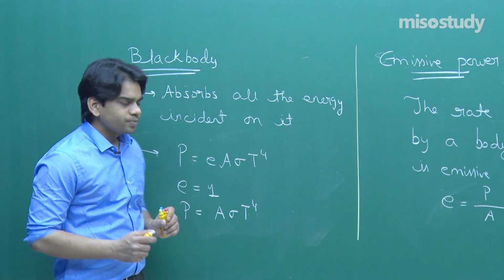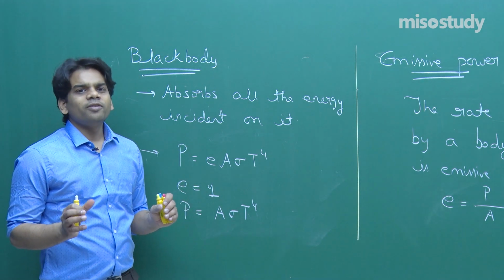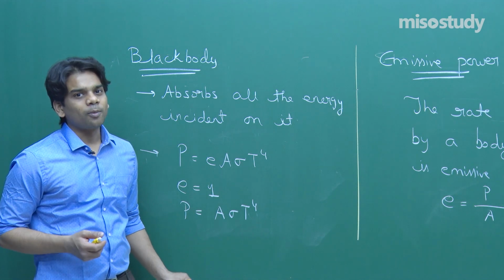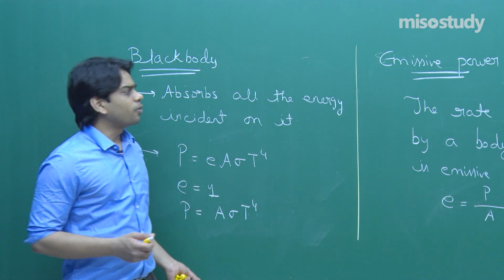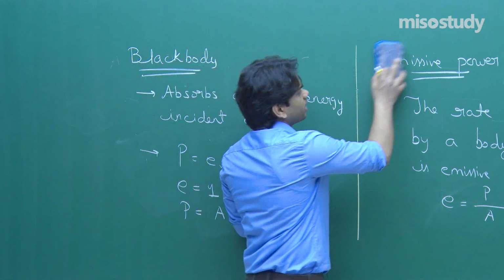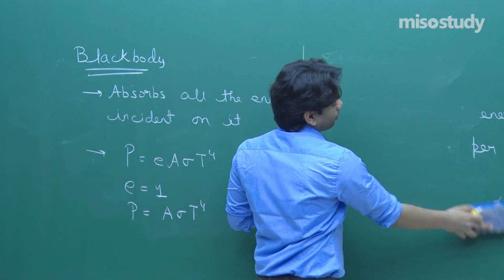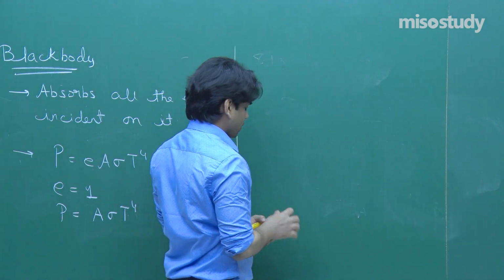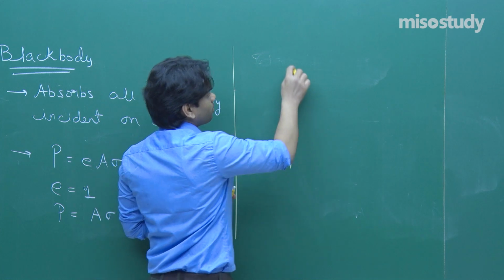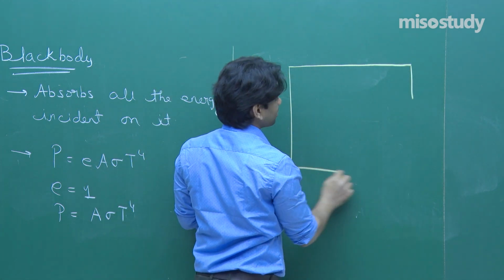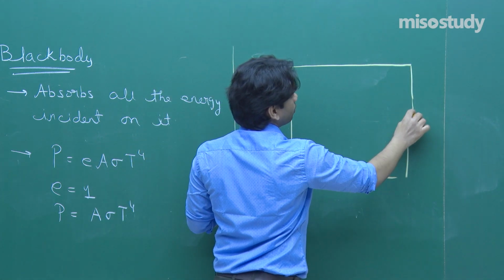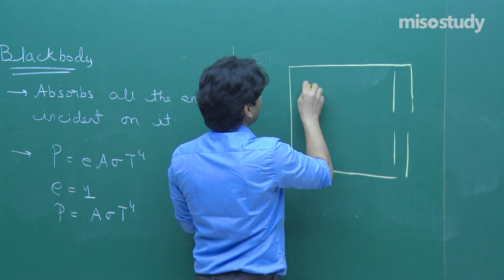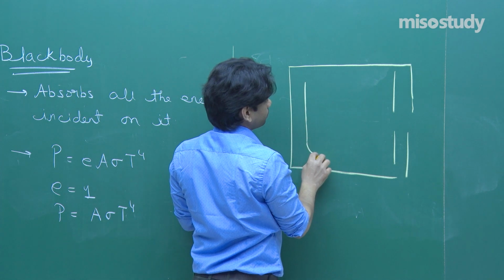Now, let me tell you, if you take lamp black, it can behave nearly like a black body. It is very difficult to obtain a perfect black body, but we can try to construct a black body as per the given diagram. What do you do? You construct a box which has a very narrow opening, as shown.